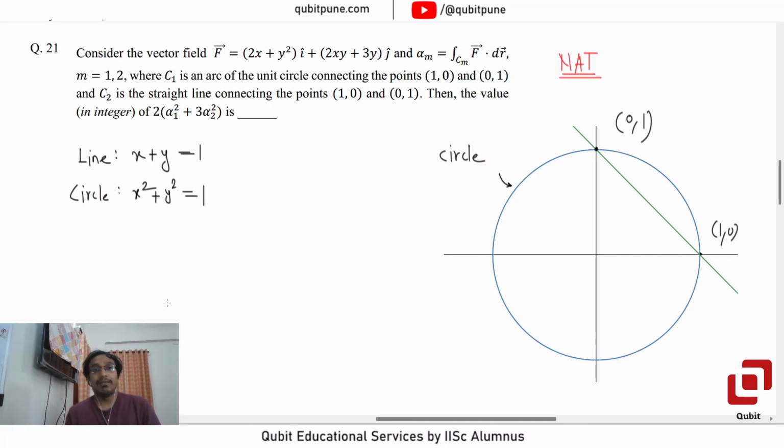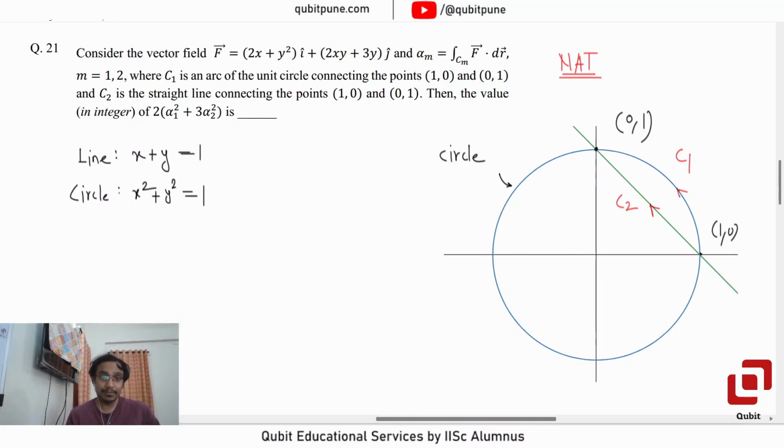Now we want to find the line integral, and it is connecting the points (1, 0) and (0, 1). So let us assume the sense to be this one. Along the line it will be this, along the curve it will be this. That's anti-clockwise. C1 is the circle and C2 is the straight line.